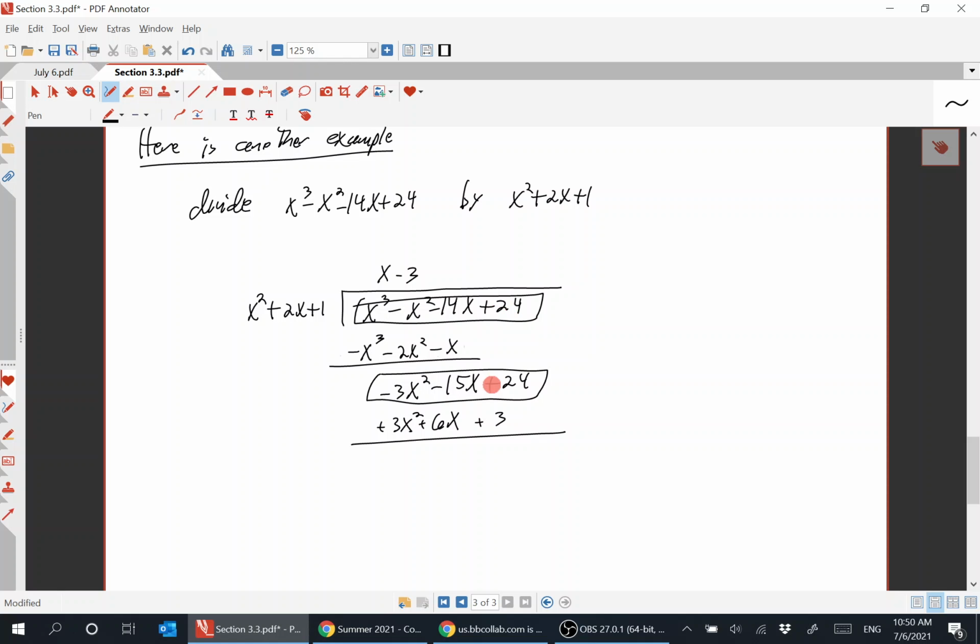Right? This is x to the third. This is x squared. And each time we cancel out that first term. So here we're canceling out the x squared term. Minus 15x plus 6x is minus 9x. 24 plus 3 is 27. So now this is the remainder.